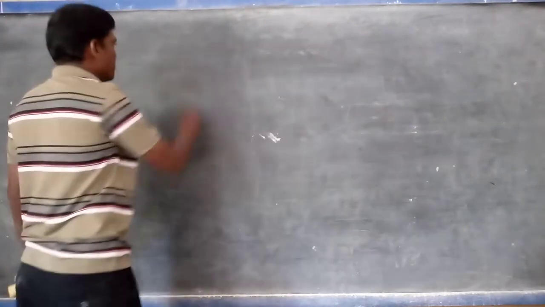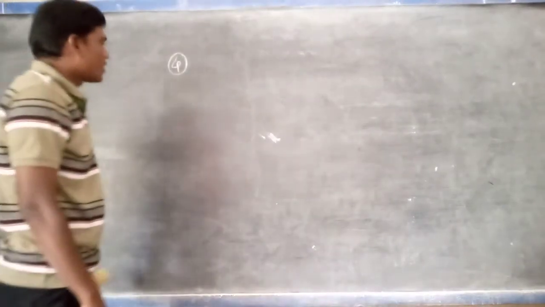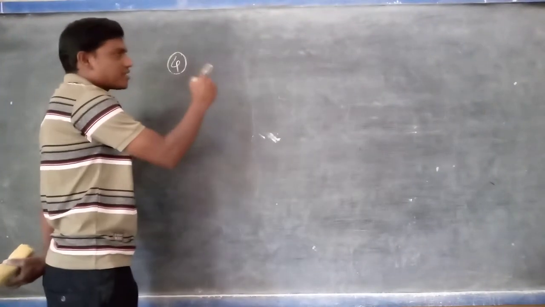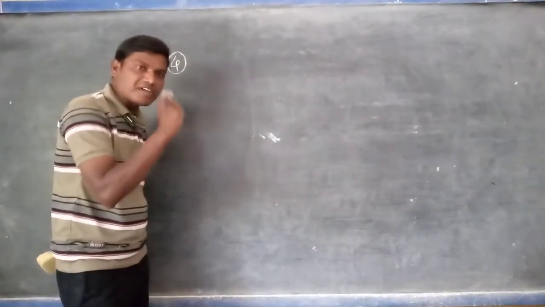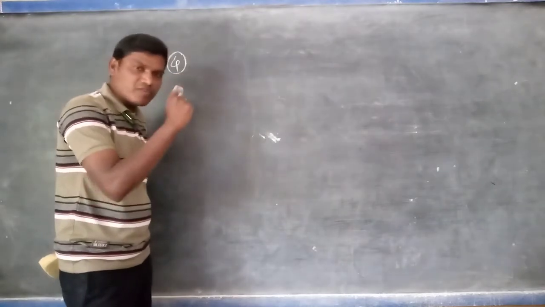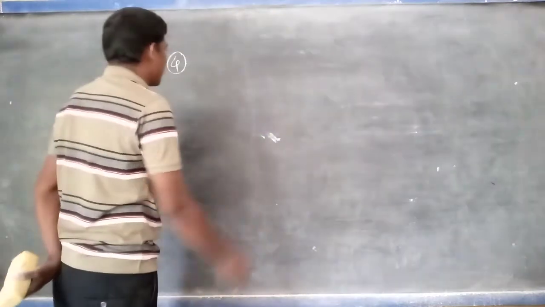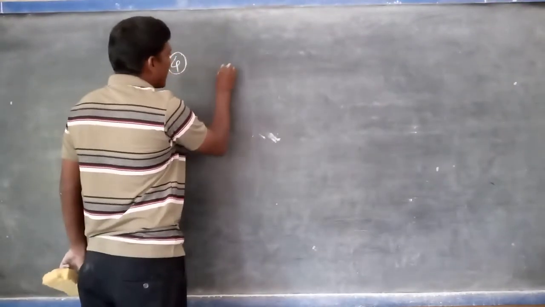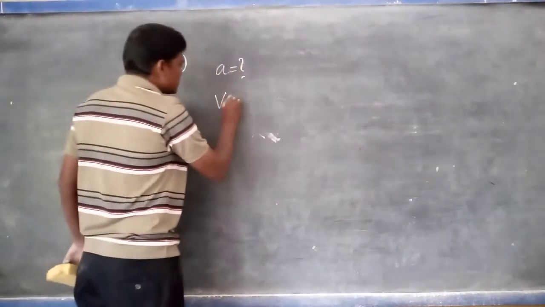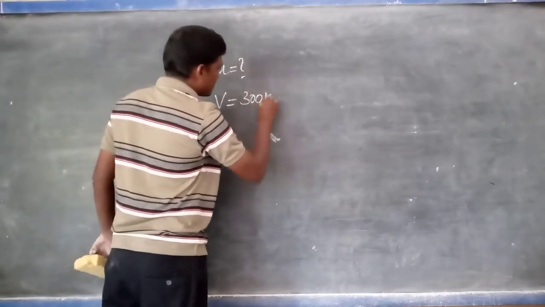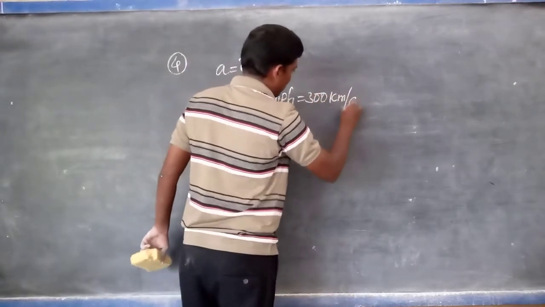So next one, question number 4, in the think and discuss. Listen very carefully. What is the acceleration of a race car moving with a constant velocity of 300 kilometers per hour? We can find which one? Acceleration. They have given velocity. So V is equal to 300 kilometers per hour. You can write either one.